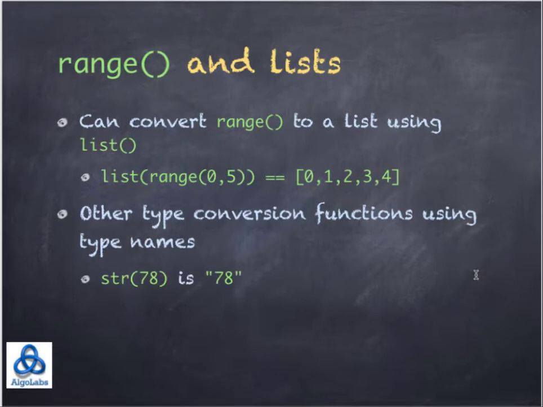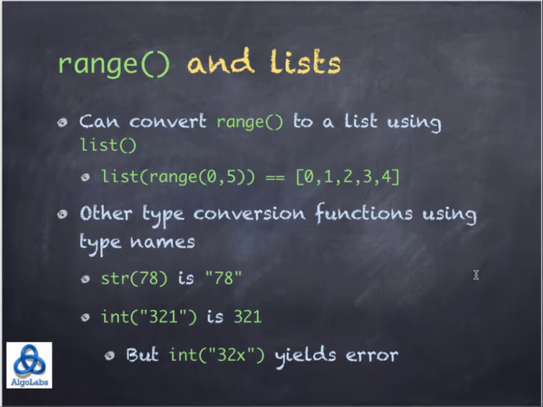So for instance, if we take the integer 78 and convert it to a string, we'll get the string consisting of 7 followed by 8. Similarly, if we take the string consisting of 3, 2, 1 as characters and ask it to be converted to an integer, we'll get 321. However, if we give something to this int function which is not an integer, we will get an error. So these type conversions work provided the output of the type is a valid value once we interpret this type in the natural way.